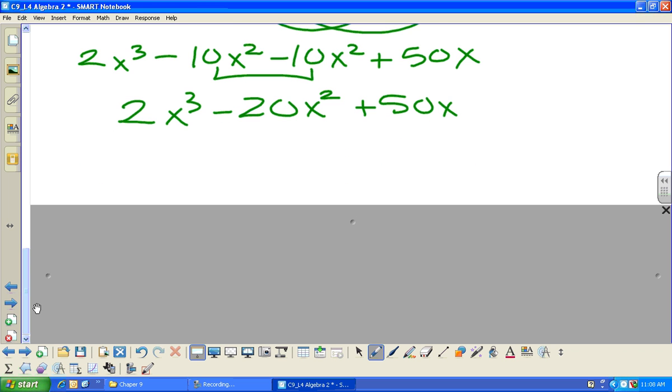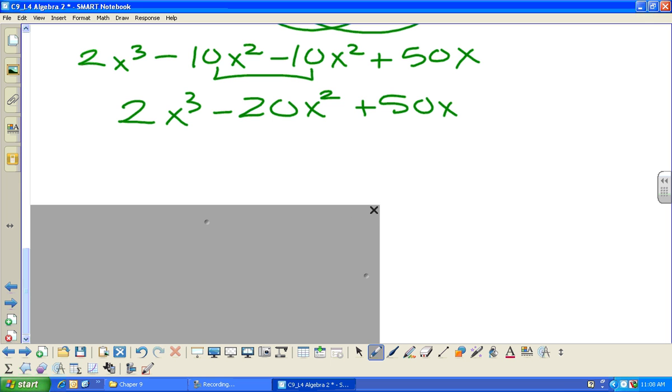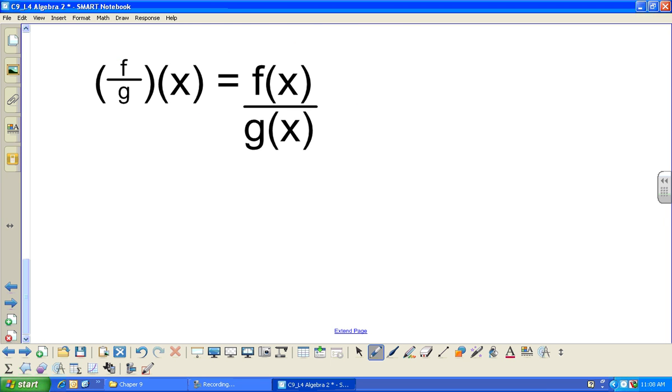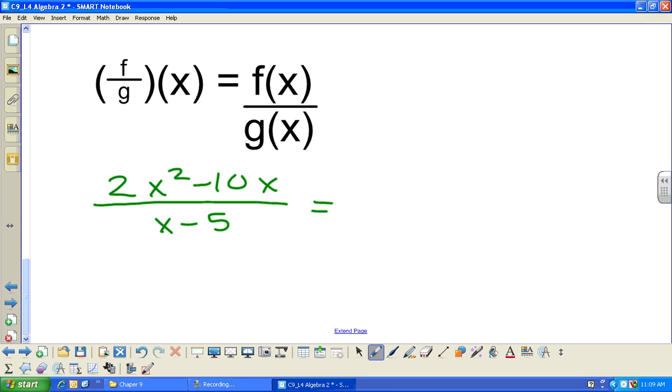And finally, when I have the operation of dividing, which we just went through in Chapter 8, it would be my function of f divided by my function of g. So the first thing when you're dividing, you always want to factor. When I'm looking at 2x squared minus 10x, I see that they both have a 2 in common and an x in common. So I'm going to factor out a 2x. On the inside, I'll be left with x minus 5.